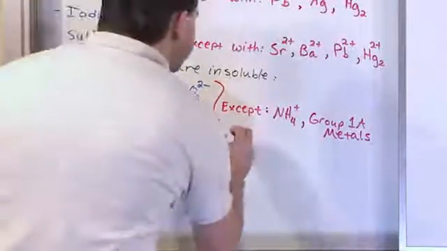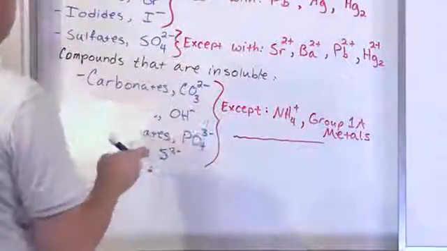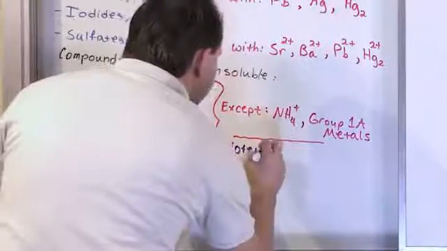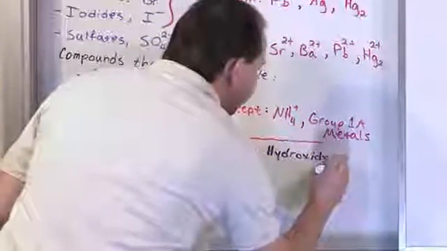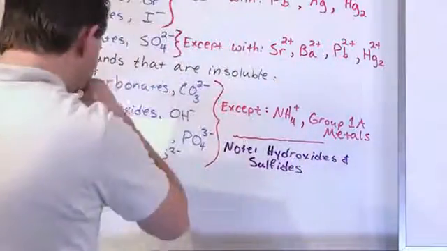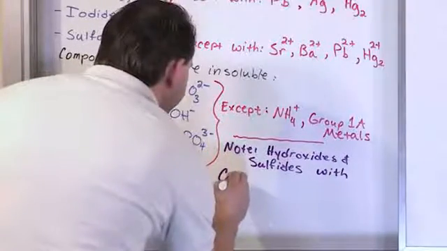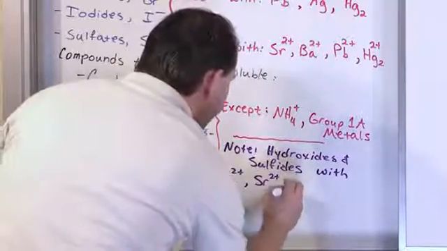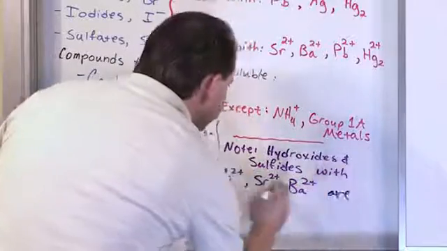And let me go ahead and just draw a little line here, and let me write it in purple. I'm just going to write another little note. I'm going to say note, hydroxides and sulfides with Ca2+, strontium 2+, barium 2+, are moderately soluble.